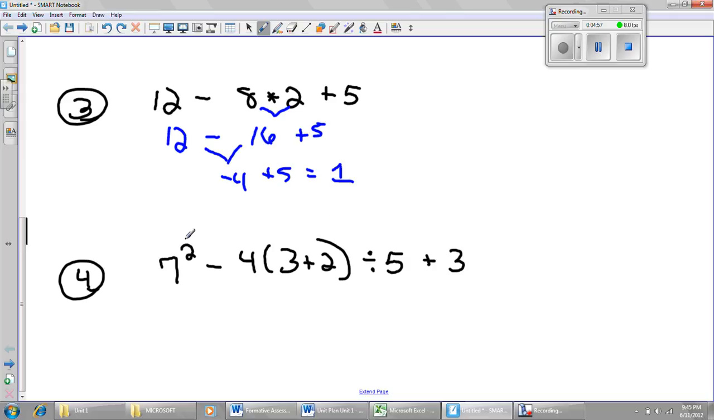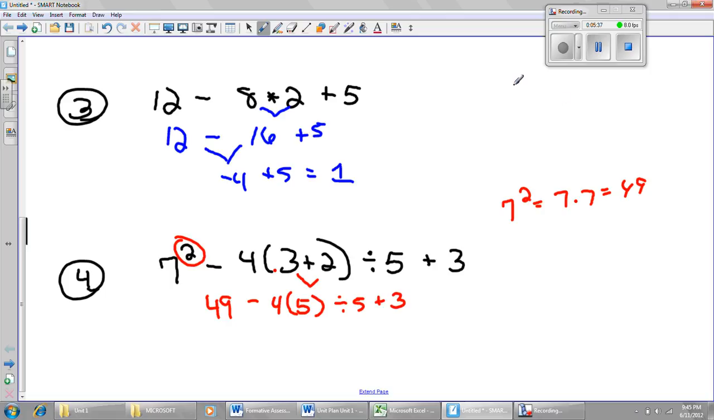Okay, here's a more complex one. I've got an exponent, I've got subtraction, I've got 4 times a quantity, so that's multiplication. The quantity is the parentheses, right? I have division and I have addition. Well, the order of operations says to do this part first. So I'm going to get 5 there. Got a 4 in front, minus. Now this exponent, I'm going to take care of him. This will be 49. Hopefully you weren't thinking that was 14, because remember 7 squared equals 7 times 7, which is 49. Okay, and then we've got divided by 5 plus 3.